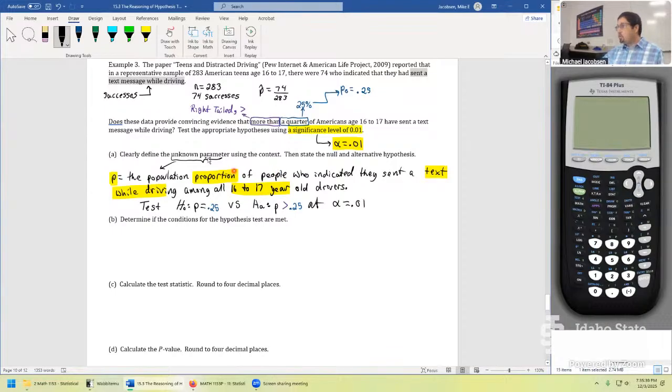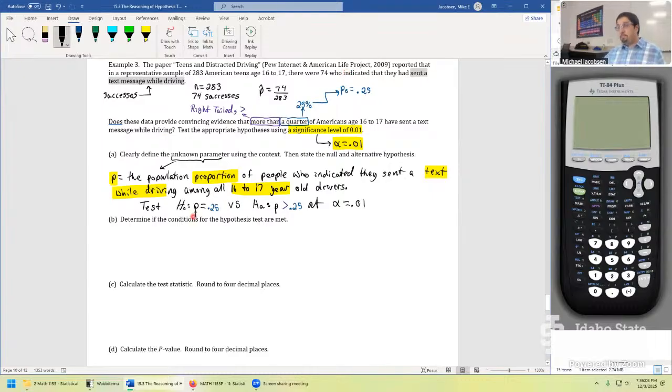And the question of the problem was, does these data provide convincing evidence that more than, so it was a right tail test, a quarter, that was the tricky part. A quarter is 25%. And so the hypothesized value is 0.25 in decimal form. So more than 25%, or 0.25, of Americans in that age range have sent a text message while driving.